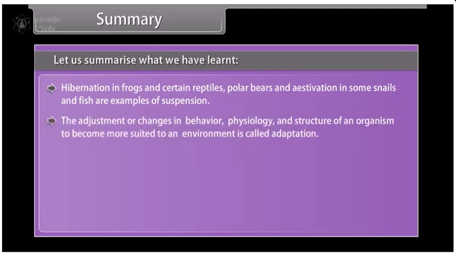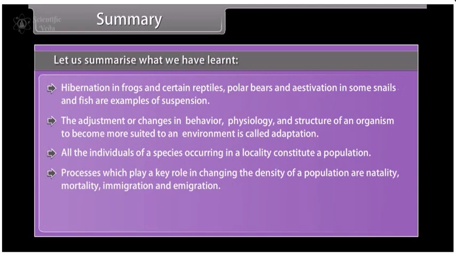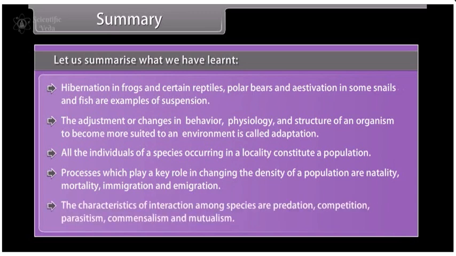The adjustment or changes in behavior, physiology and structure of an organism to become more suited to an environment is called adaptation. All the individuals of a species occurring in a locality constitute a population. Processes which play a key role in changing the density of a population are natality, mortality, immigration, and emigration. The characteristics of interaction among species are predation, competition, parasitism, commensalism, and mutualism.